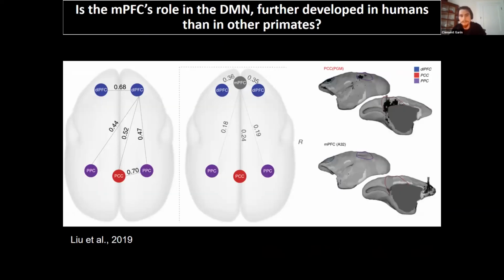What they did here was analyze the correlations they could observe between a few seeds. You can see, for example, that the correlation between the PCC and the dorsolateral prefrontal cortex seems to be high, especially when compared to the correlation between the PCC and the medial prefrontal cortex. That is very interesting for the function that I described earlier. This result has also been confirmed with tracer injections that you can see here on your screen.